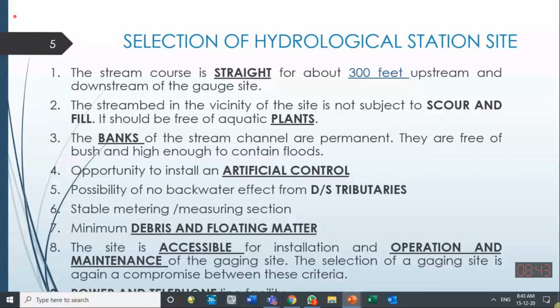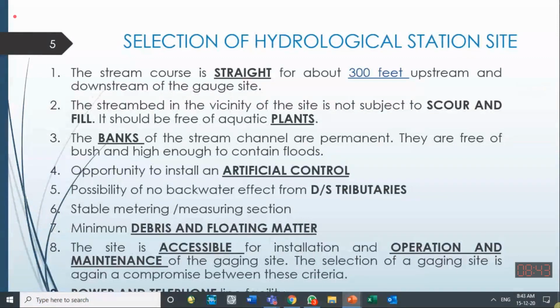You may have gone to the northern areas and seen the rivers, like the Kunhar river, which makes many curves over there. Curvature is there. So we should avoid locating the stream gauging station close to a curved part of the stream. At least 300 feet upstream and 300 feet downstream of the station should be a straight reach. The reason is that on a curvature, the water depth is usually higher on the outer side, the convex side of the curvature.